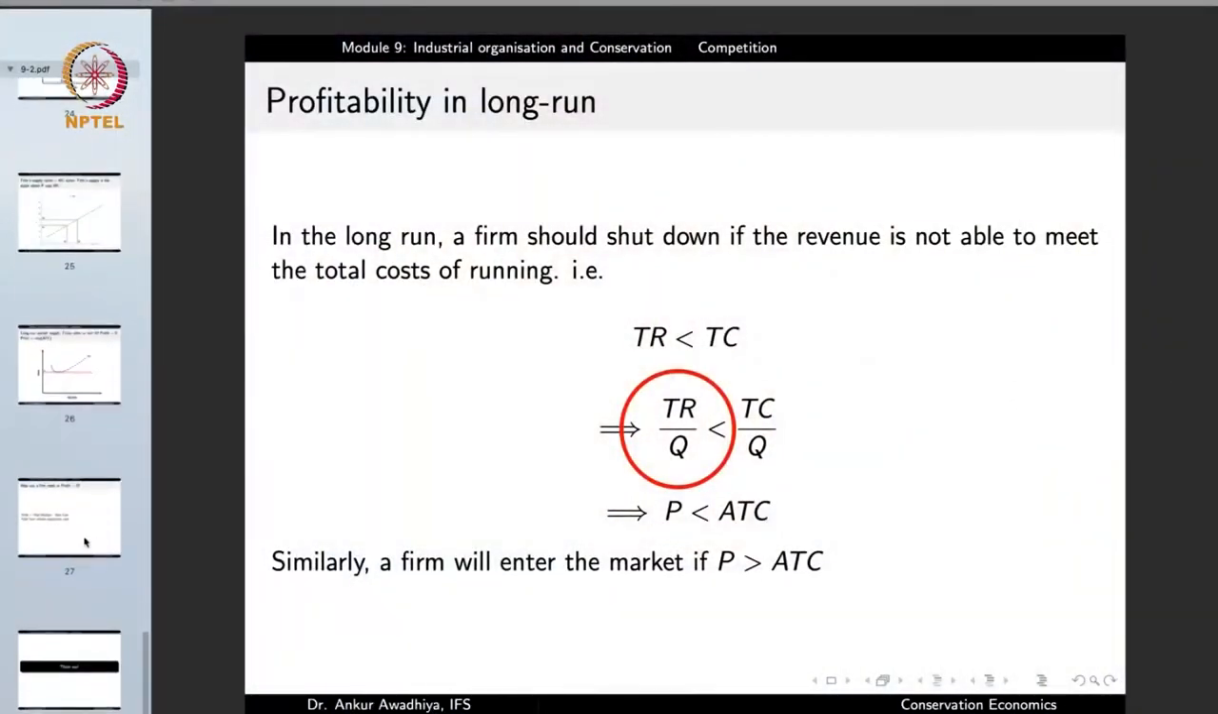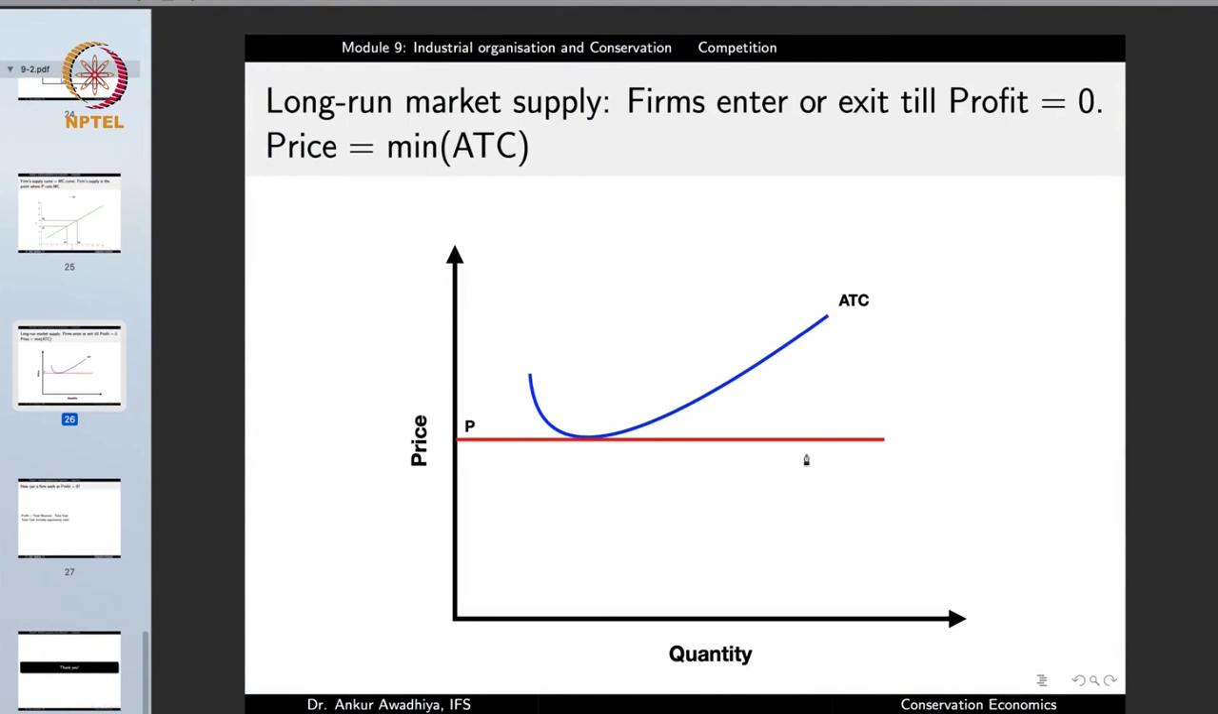So in essence, the long-term market supply curve will be given by this price curve. At this price, any quantity of goods can be bought or sold. Because of the free entry and exit, there will be at least some firms supplying the goods at this price. So in the long run, the market supply becomes a straight line, because the firms are entering and exiting the market.